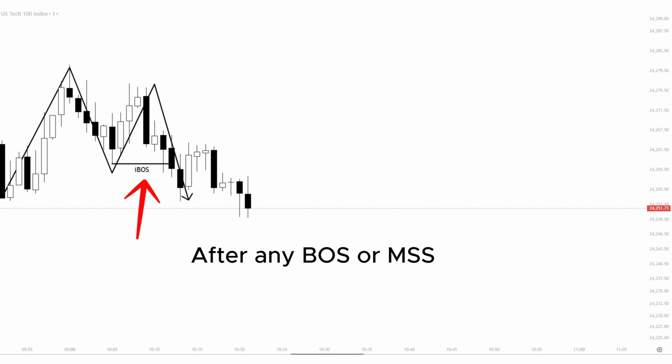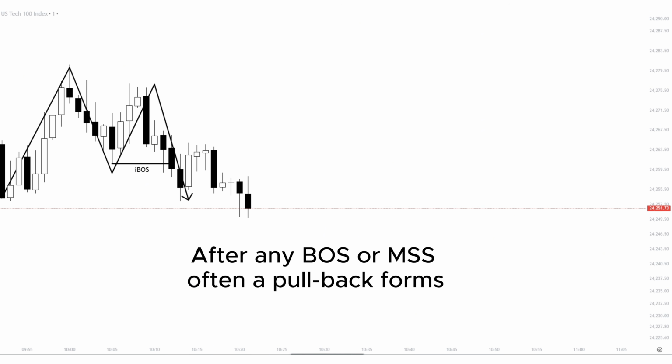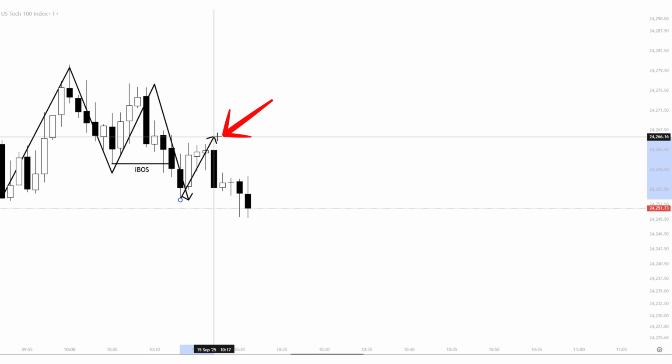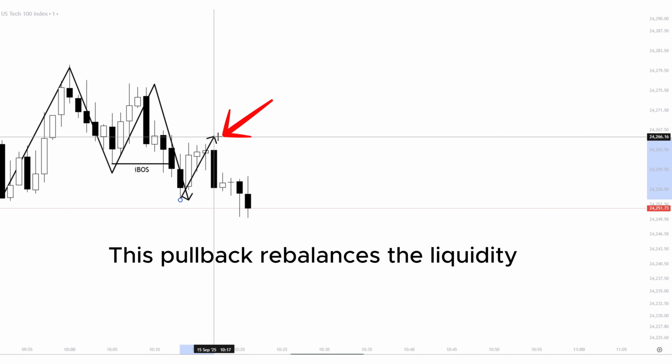Now, after any break of structure, but also after trend shifts as well, most of the time we're going to see a pullback. Of course, the pullback in a downtrend is simply a lower time frame uptrend, which is this small move right here. And this pullback happens mostly to rebalance the liquidity. So let's explain how this actually works.